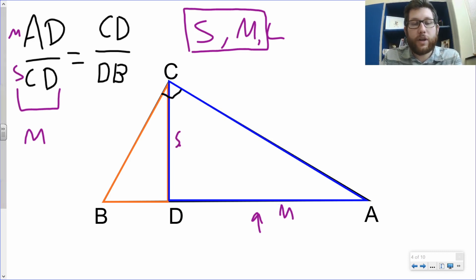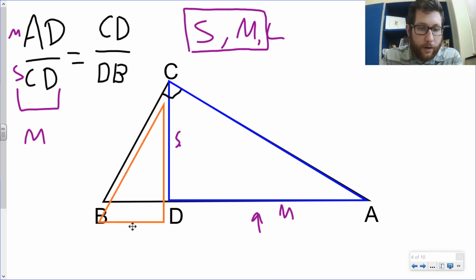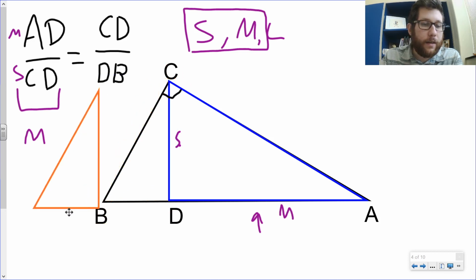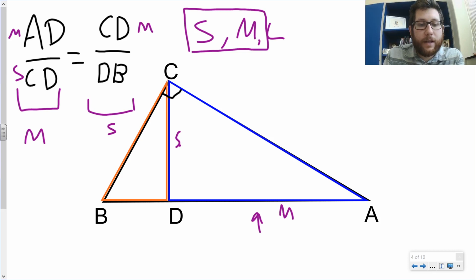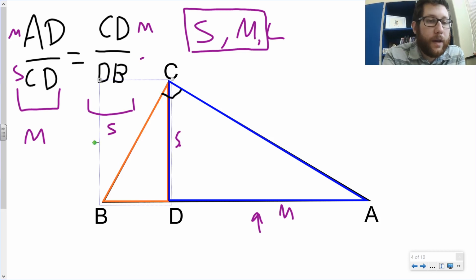Now, we know similar triangles need to match up, smallest with smallest, medium with medium, and so on. So let's take a look at our small triangle. Now, notice what we have going on here. So I've got this small triangle here, right? Here's my small triangle. CD is the medium side of my small triangle, the medium side of my small triangle over the smallest side of my small triangle. Okay, so medium over small, medium over small.